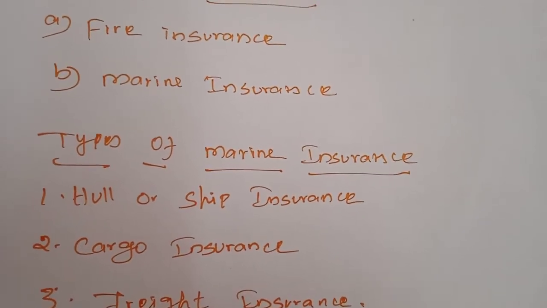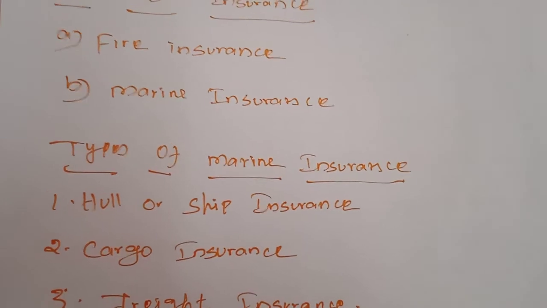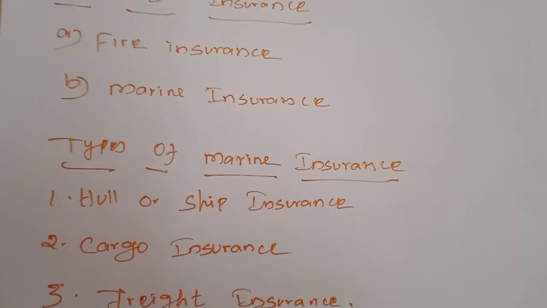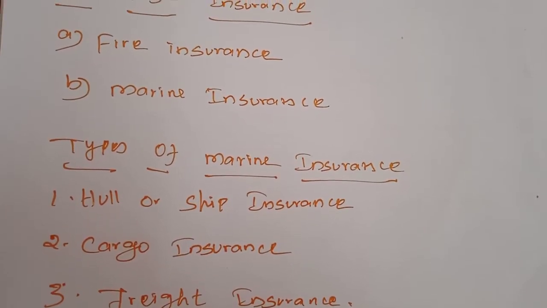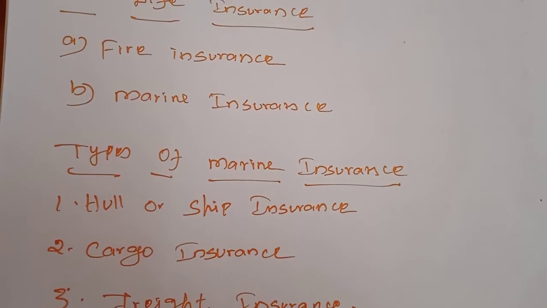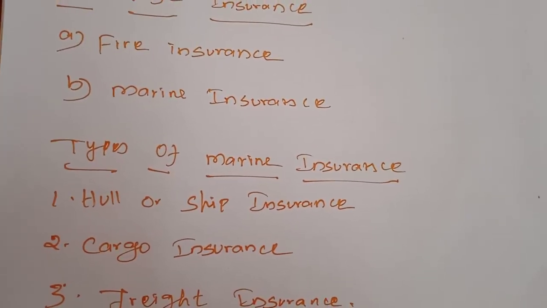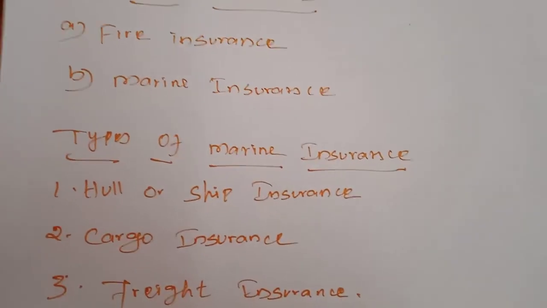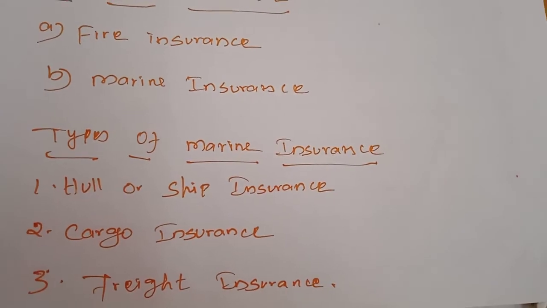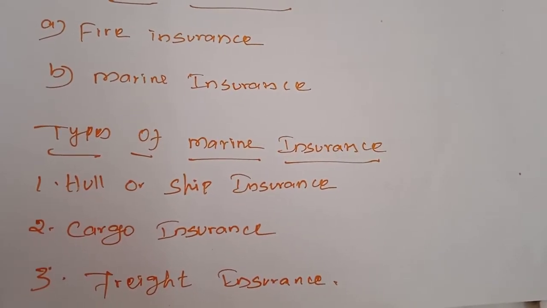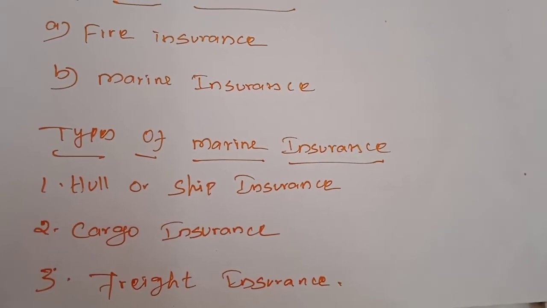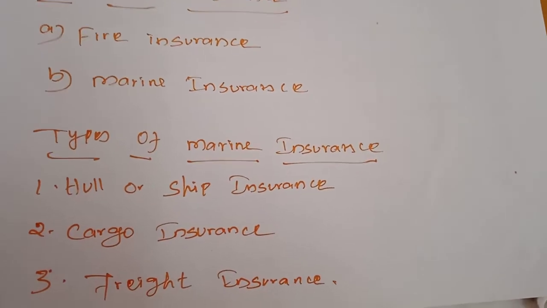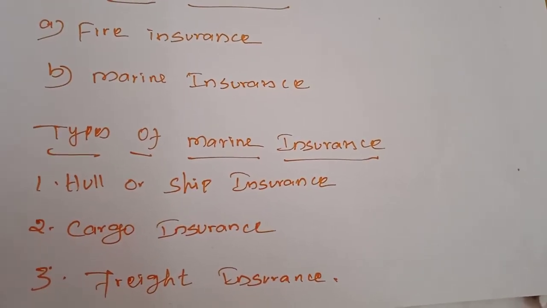For any reason, if the ship gets stuck, meets with an accident, or is damaged, the insurance company will compensate for the damage to the ship. Next, cargo insurance. When a marine insurance policy is taken by the cargo owner to be compensated for loss caused to his cargo during the voyage, it is known as cargo insurance. Voyage means the time of travel.